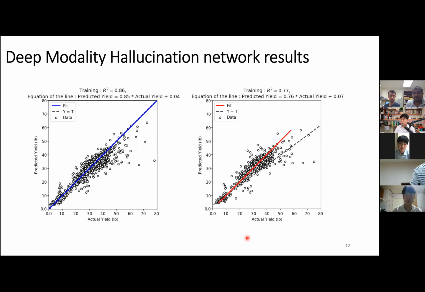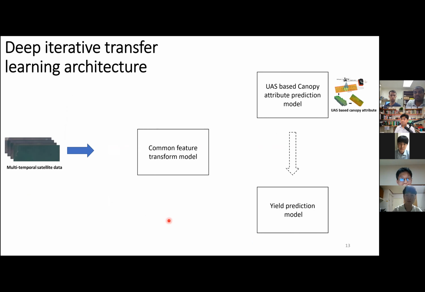And then the implementation results are impressive. It's a huge improvement compared to using satellite data alone, with a test R square of 0.77. Sorry about the misspelling, it should be pronounced as testing.